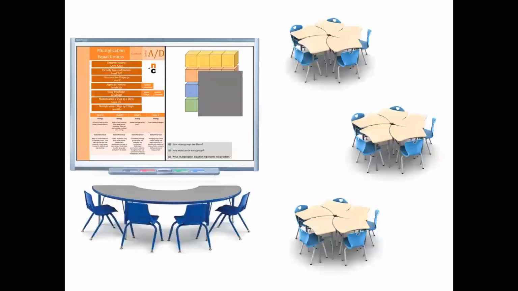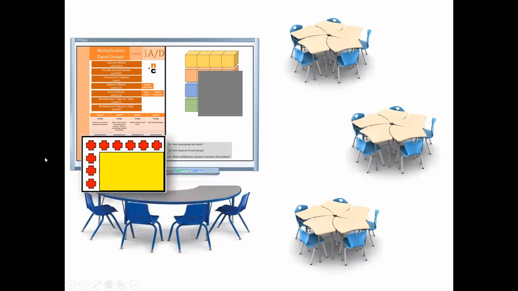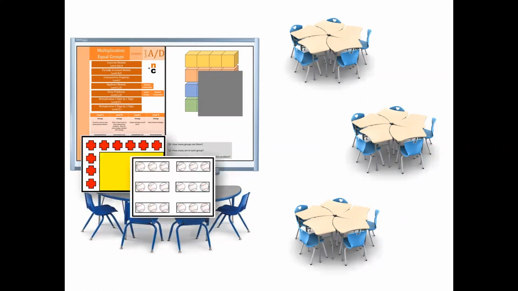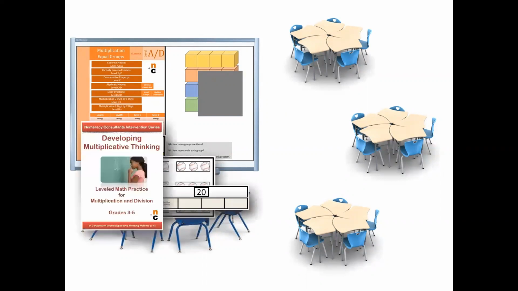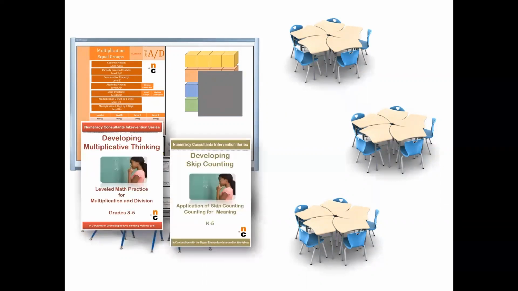So this is what using the multiplicative thinking program would look like in your classroom. Picture this right here. This would be your small group. You'd have 5 or 6 students, and you're working with the lessons with them, using the models, building multiplicative thinking, and working with them on the levels of what they need. Also, you'd be working out the developing multiplicative thinking book with them, and if needed, the developing skip counting book.